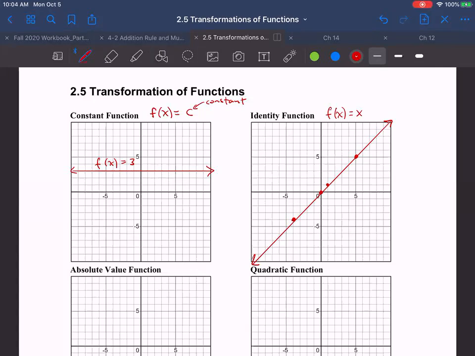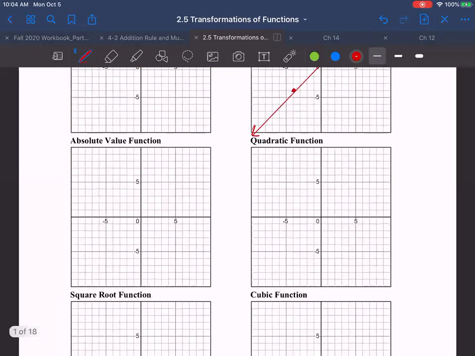All right. The next one is the absolute value function. This is the function f of x equals the absolute value of x. For this one, whatever number you plug in, you're just going to get the positive version of it. So if you plug in 0, you get 0. If you plug in +2, you get +2. But if you plug in -2, you also get +2.